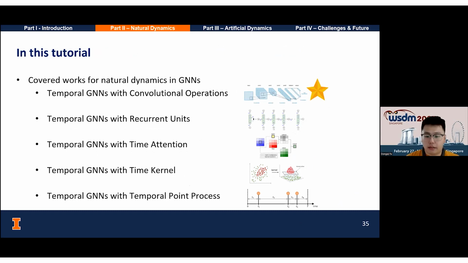So far, we have finished the temporal graph neural networks with convolutional operations, and we will step into the next part, the temporal graph networks with recurrent units, to see how recurrent structures get leveraged to deal with the temporal information for graph neural networks. So before we step into that part, do we have any questions from our audience?